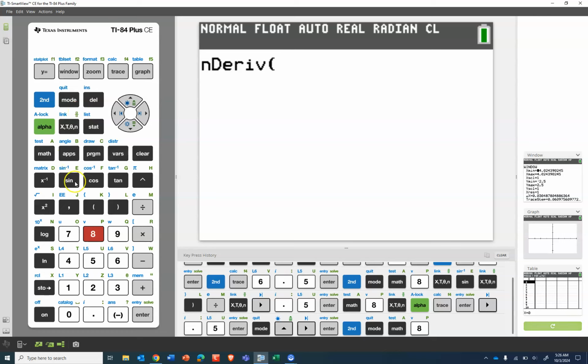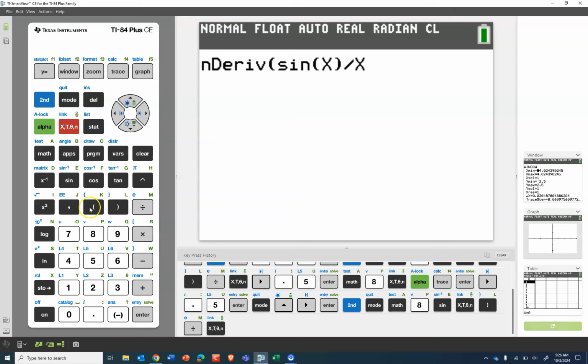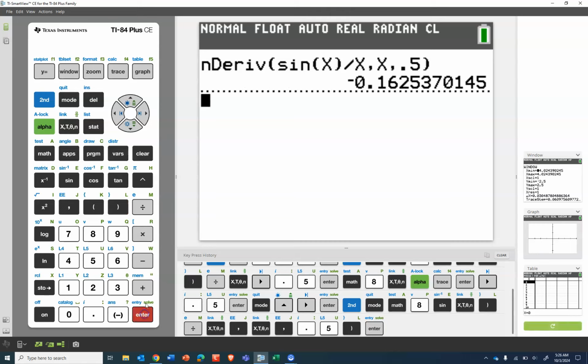So we're going to do the derivative of sine x divided by x, comma, with respect to x. So it's the derivative of sine of x with respect to x, comma, 1/2. So function, variable that you're taking the derivative of with respect to, and then the x coordinate. So there we go again. Hopefully that helps.